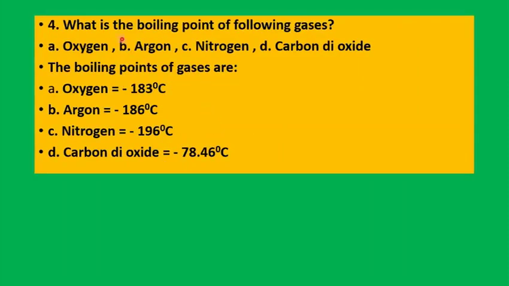Now, what is the boiling point of the following gases present in the air? So you have to learn it properly. It will be asked in MCQ questions needed for higher classes. So the boiling point of oxygen gas is minus 183 degrees Celsius, argon is minus 186 degrees Celsius, nitrogen is minus 196 degrees Celsius, and carbon dioxide has the highest among these, that is minus 78.46 degrees Celsius. So the lowest boiling point is nitrogen and the highest boiling point among all these gases is carbon dioxide.